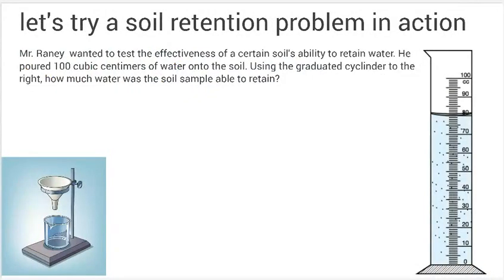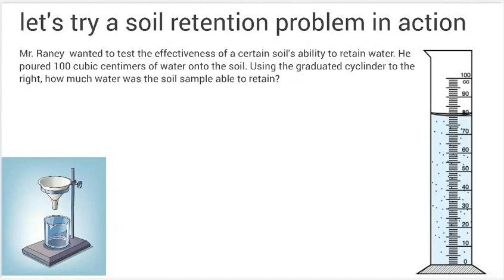So let's try a soil retention problem in action. Mr. Rainey wants to test the effectiveness of a certain soil's ability to retain water. He poured 100 cubic centimeters of water onto the soil. Using the graduated cylinder to the right, how much water was the soil sample able to retain?